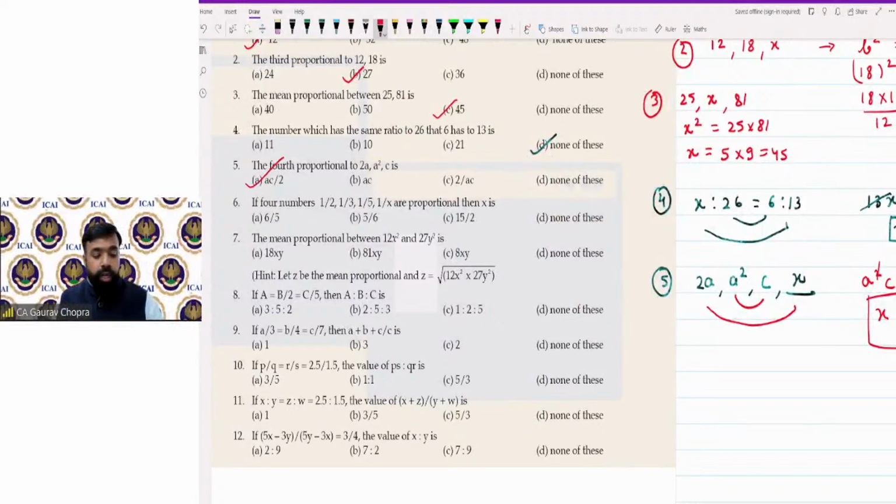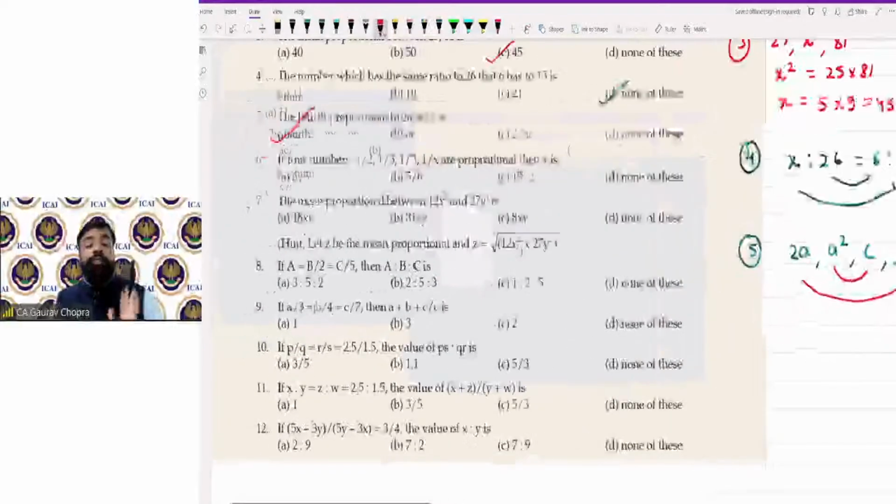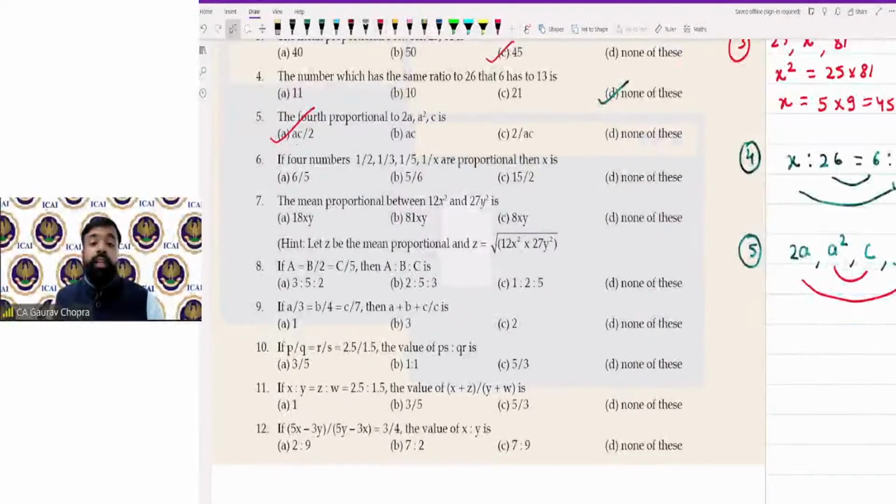All right. Now, question number 6, you guys have to answer. I am not solving it here, but you have to solve and write your answer in the comment box. The 4 numbers are given. Find the value of X. These 4 numbers are in proportion. So apply the formula and get the result.